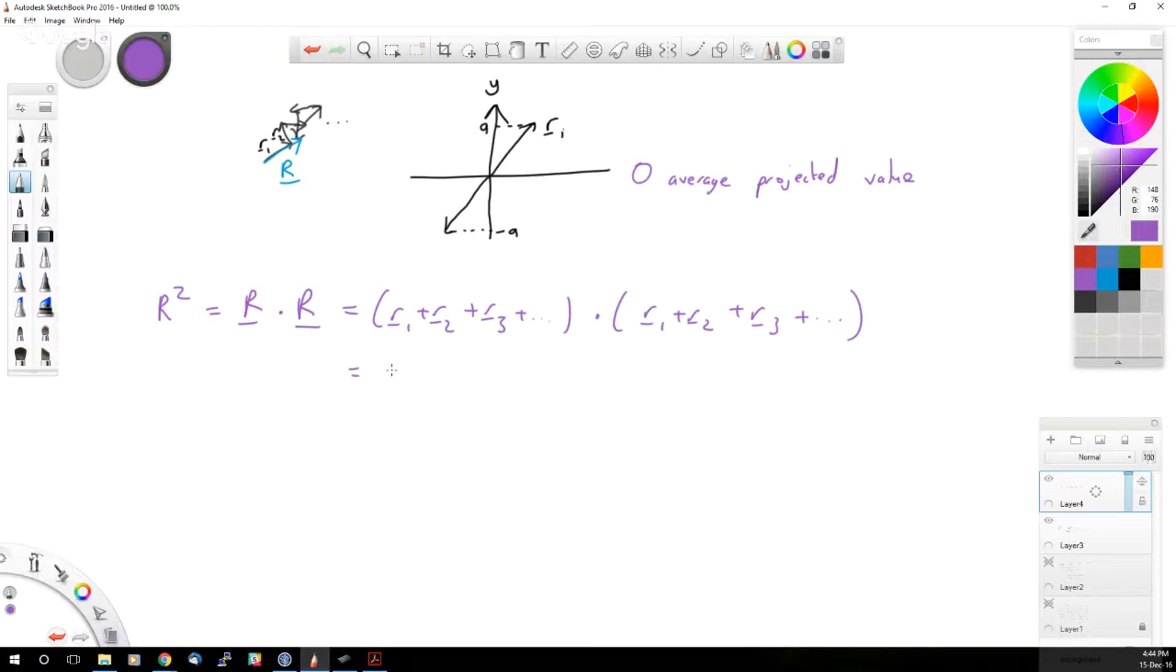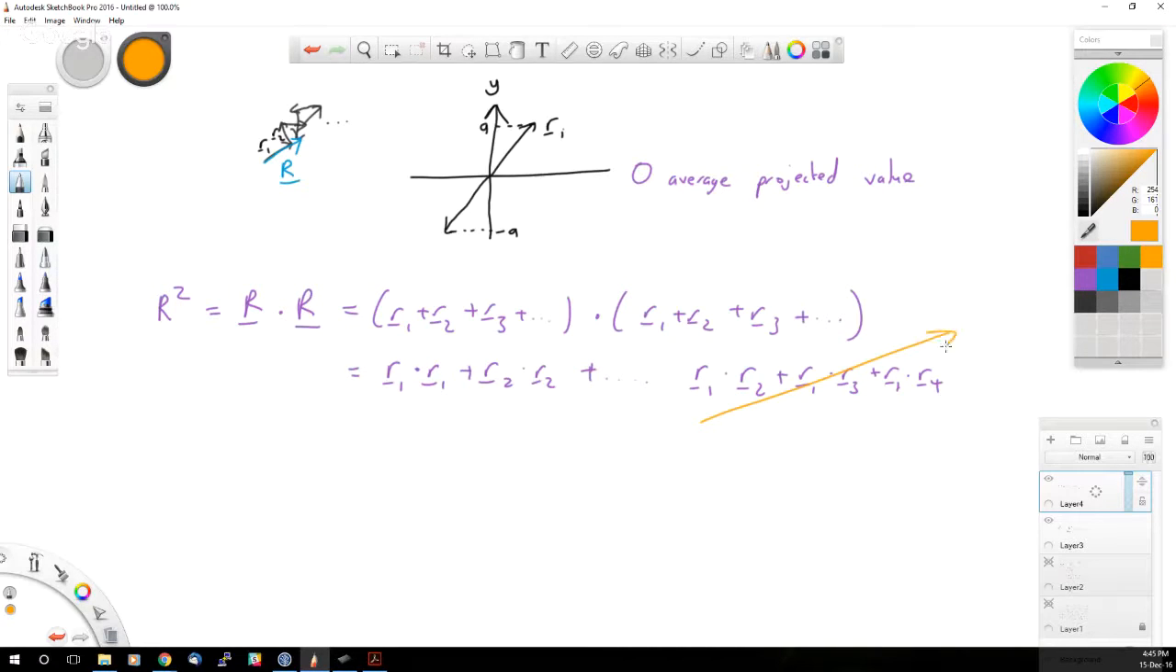And that gives us lots of different terms. We've got terms where the two component vectors are the same. So that's r1.r1, r2.r2, and so on and so forth. But we also get lots where they're different. So r1.r2 plus r1.r3 plus r1.r4. And so basically with these bits, what you're doing is projecting all the other random vectors onto an axis. And from before, we've seen that gives you an average 0 projected value.